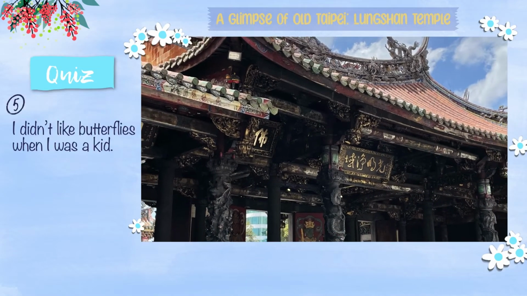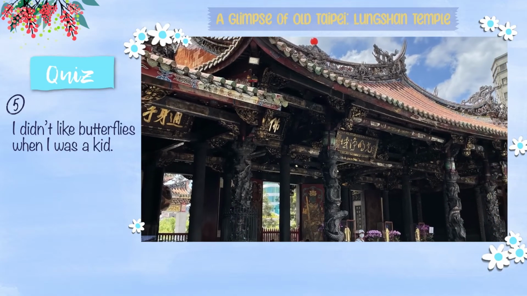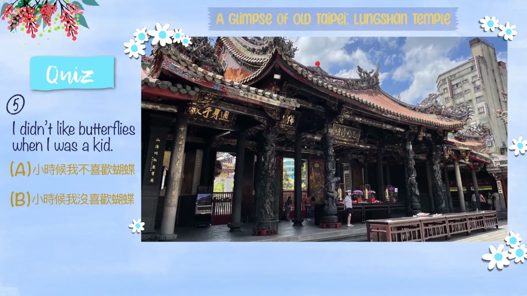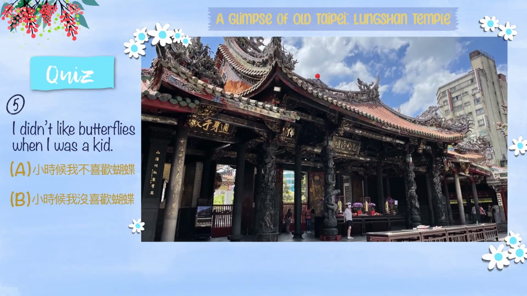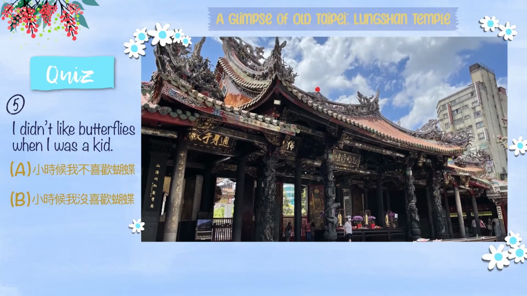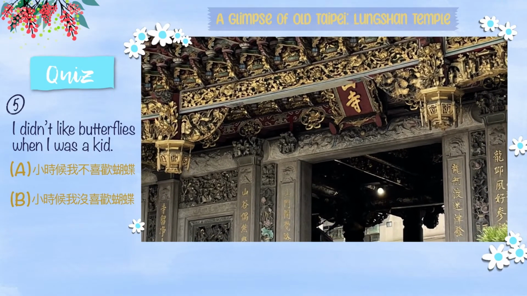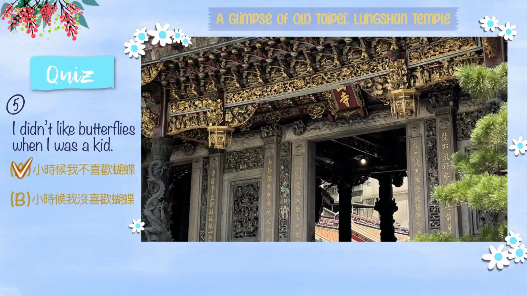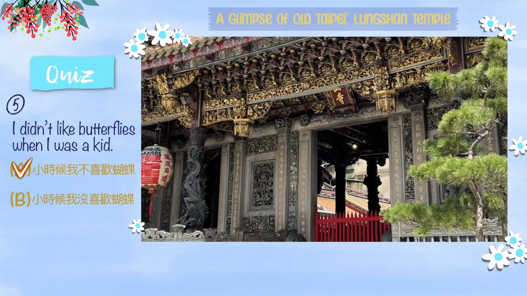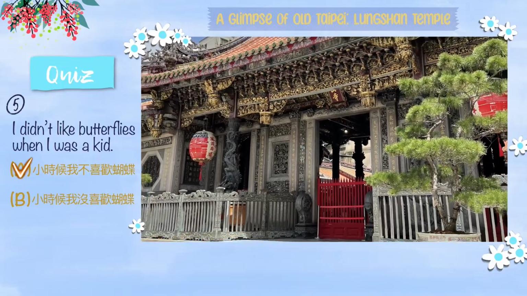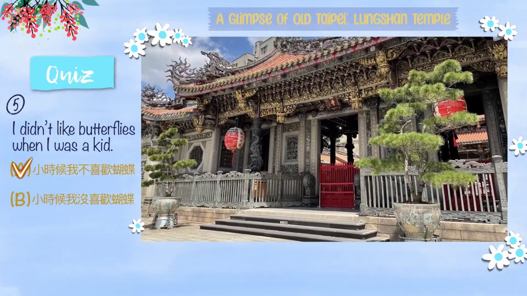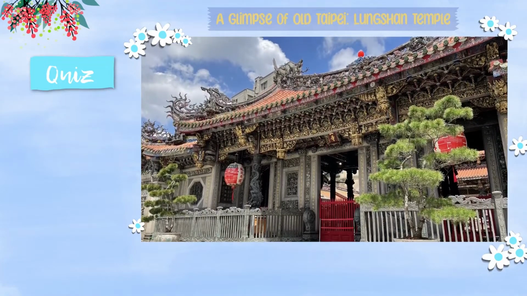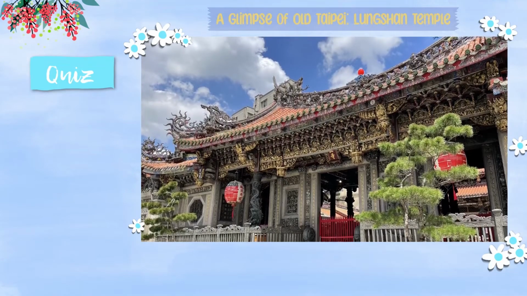Okay, the last one. I didn't like butterflies when I was a kid. A, 小时候不喜欢蝴蝶. B, 小时候我没喜欢蝴蝶. Okay, this one I know. This is 不喜欢. That's right. So even if we're talking about the past tense, 不喜欢 is subjective. So we still use 不喜欢 rather than 没喜欢. Right. That's nice. We get 4 out of 5. Yay. Passed, I guess. Yeah, you passed.